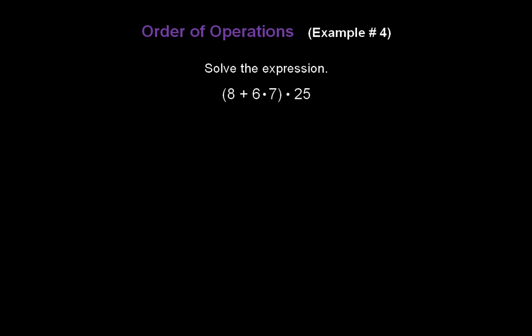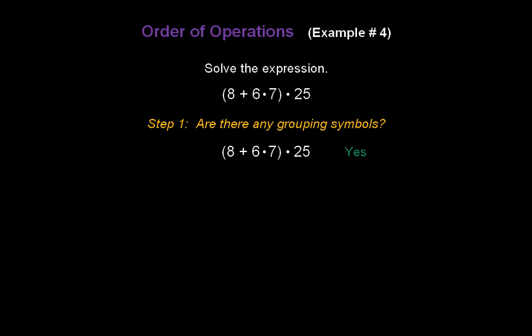Let's solve this expression. Open parentheses 8 plus 6 times 7, close parentheses, times 25. Do we have any grouping symbols? In fact, we do. We have a set of parentheses around 8 plus 6 times 7. So we have to work in the parentheses first.